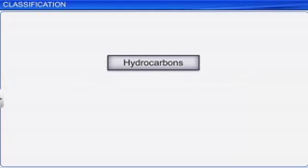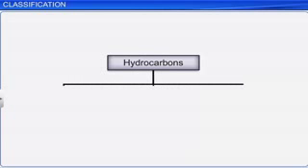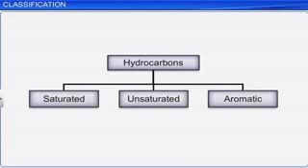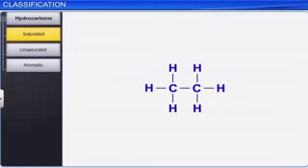On the basis of carbon skeleton, that is, the type of carbon-carbon bonds, hydrocarbons can be classified into three main categories: saturated, unsaturated, and aromatic hydrocarbons. Saturated hydrocarbons are the hydrocarbons consisting of carbon-to-carbon single bonds.